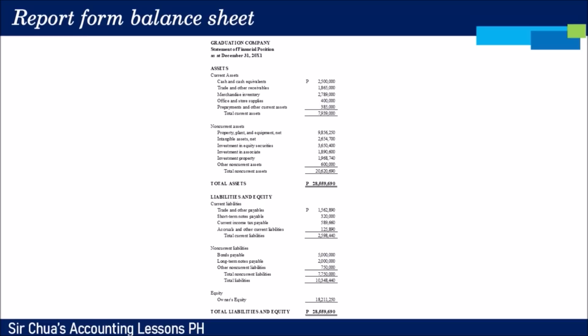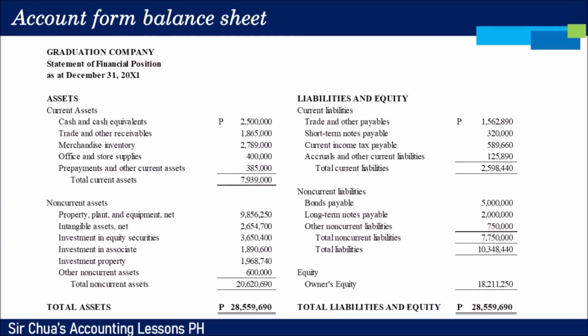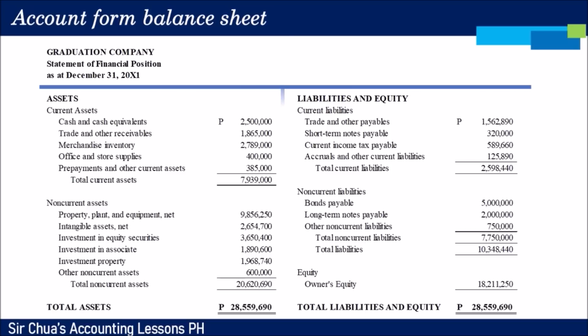Ngayon, pakita naman natin yung statement of financial position ng graduation company in account form. So, ganun lang po. Ang assets ay nasa left side and then liabilities and equity po nasa right side. Bakit po ba tinawag na account form? Tingnan nyo itsura. Mukha siyang T-account, di ba? Ang assets nasa left side of the account, yung liabilities and equity nasa right side of the account.